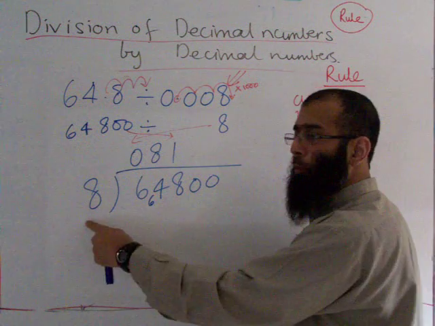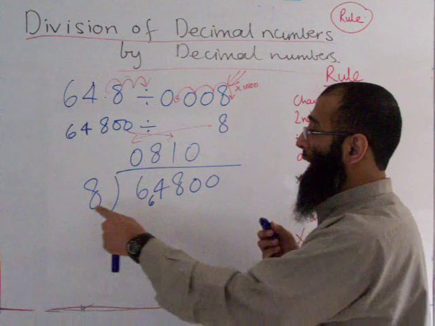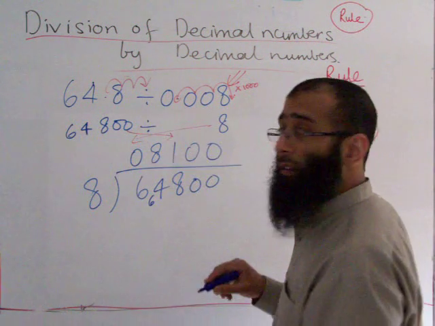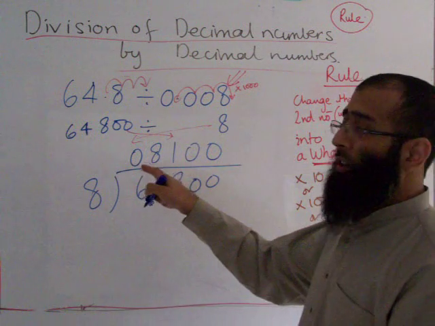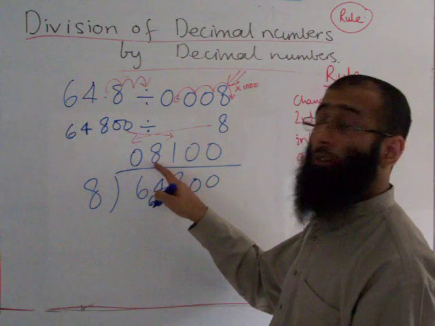The next one is, how many groups of 8 can you make from nothing? And the answer is nothing, can't do it. You can't make a group of 8 from nothing. So now the final answer is 0, 8, 1, 0, 0, or 0.8100.